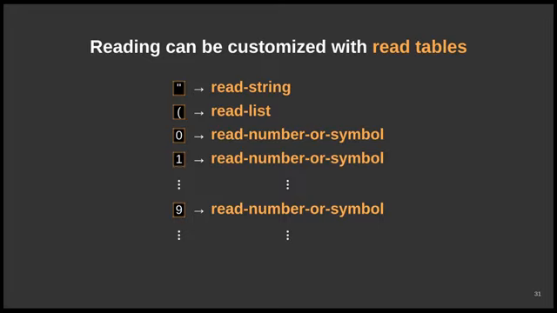For each character there is a Lisp function that is called to do the reading. For example, the character double quote is by default associated with a procedure that reads a string literal, and the character open parenthesis is by default associated with a procedure that reads a list. The code can, however, install a different function for a character, thus changing the tokenization rules.